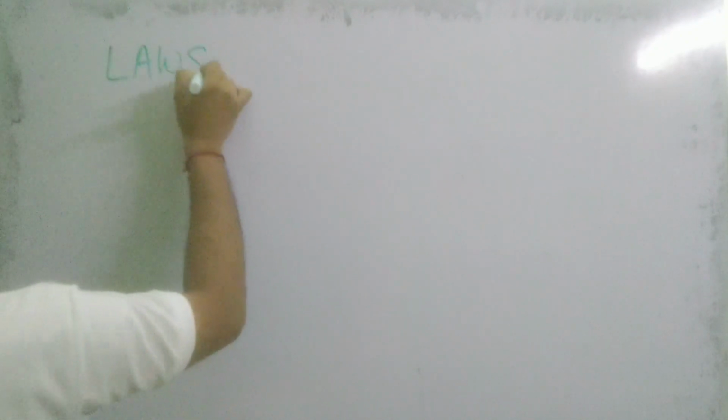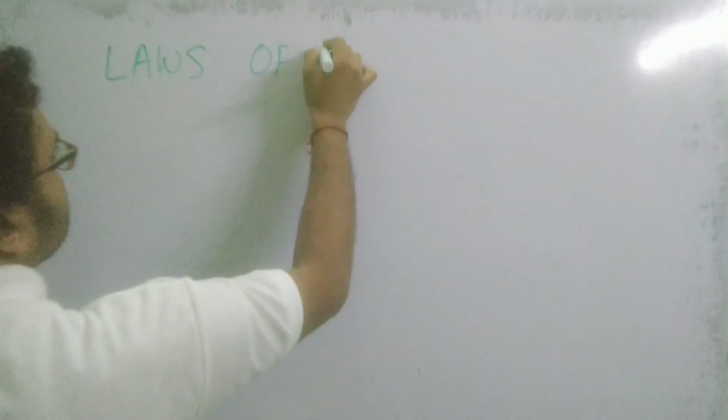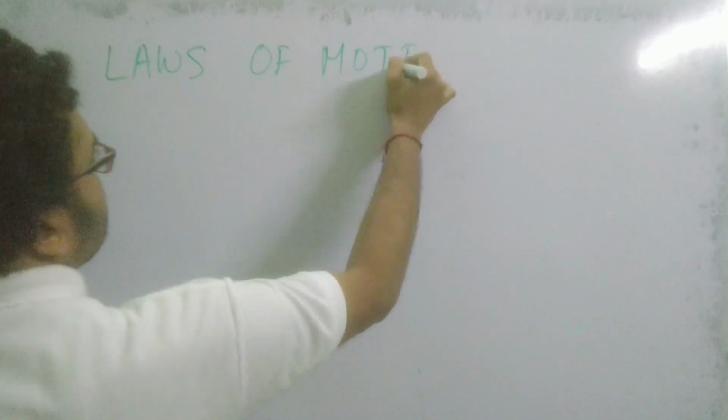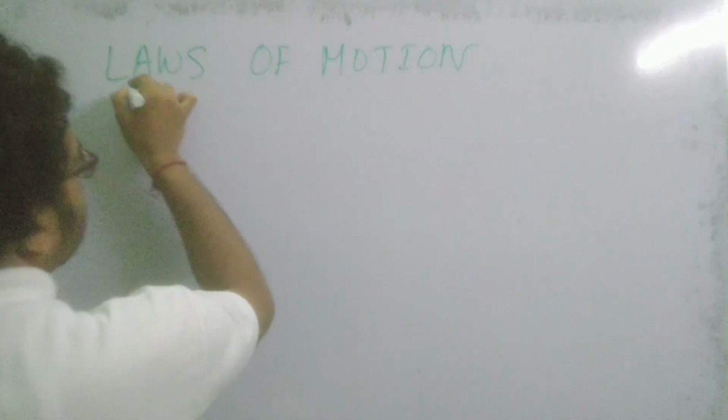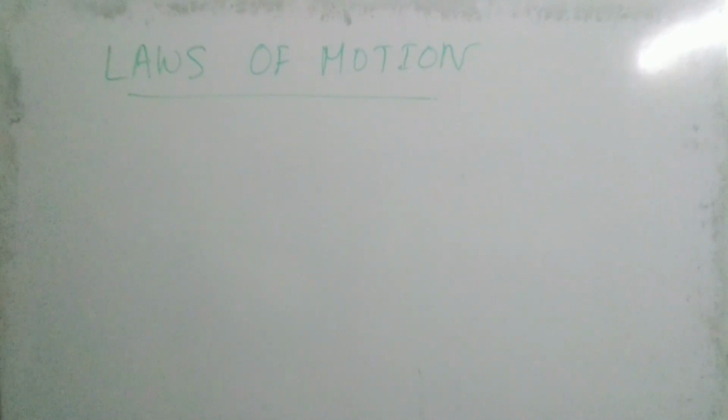Write down the heading, laws of motion. So the name of the chapter is laws of motion. Before jumping on to the laws of motion, we will be briefly discussing force. What is force? What are its effects? What are its types? We will be discussing those.